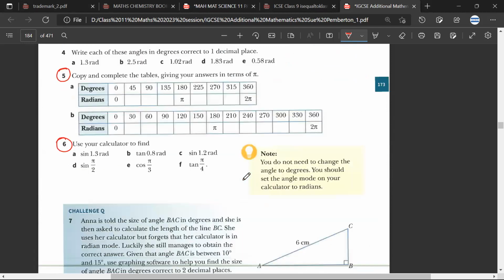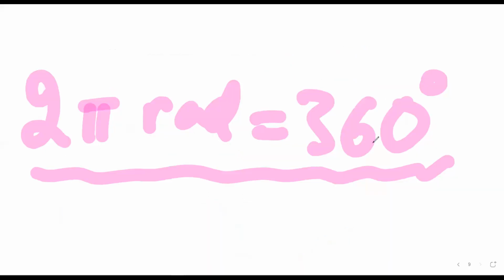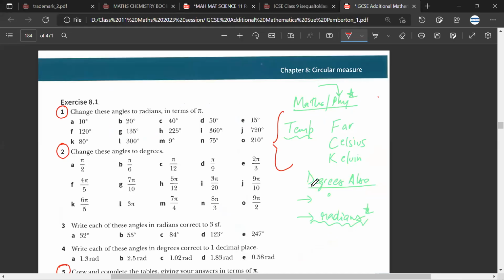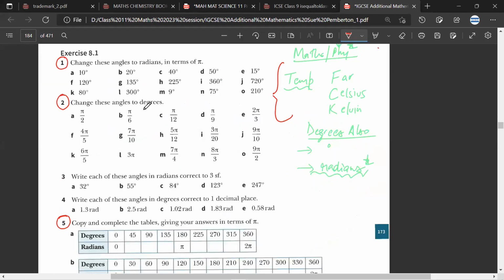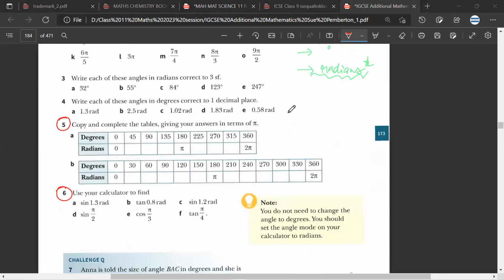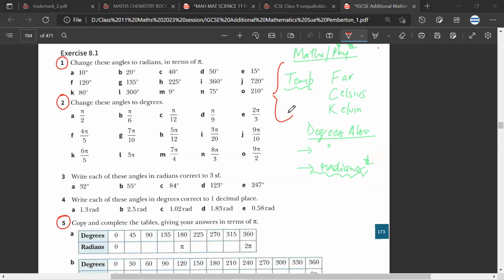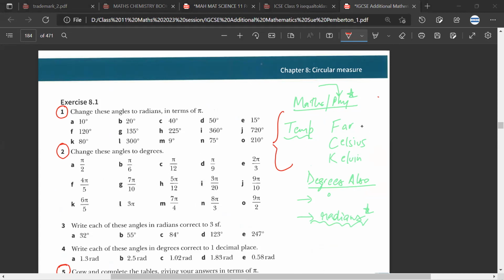Can you go to exercise number 2 again? Can you just show again, change these angles to degrees once again? Question number 1 or question number 2? Question number 2. Okay. Let's see this again.